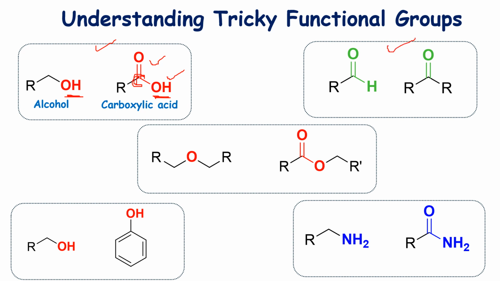Here are two similar groups. Both have carbonyl groups, but they differ in their attachments. In the first case, the carbonyl group is bonded to carbon on one side and hydrogen on the other side, making it an aldehyde. In the second case, the carbonyl group is bonded to carbon on both sides, making it a ketone. Carbonyl with hydrogen on one side is an aldehyde. Carbonyl with carbon on both sides is a ketone.